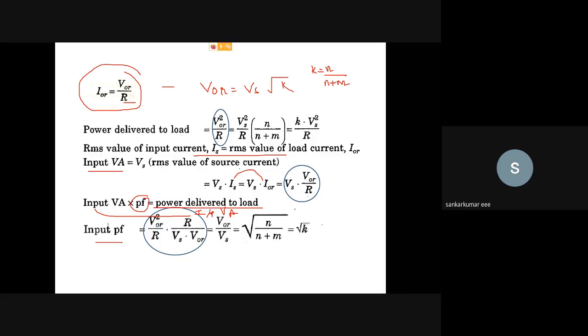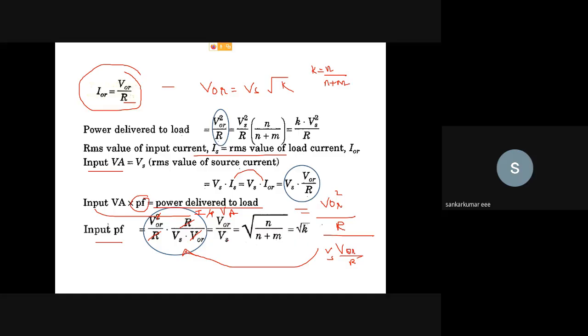So if we substitute both these values, that is V naught R square divided by R, divided by V naught R divided by R into Vs. So this term will be coming like this. In this the R will get cancelled and V naught square will get cancelled. Finally we will get V naught R divided by Vs.